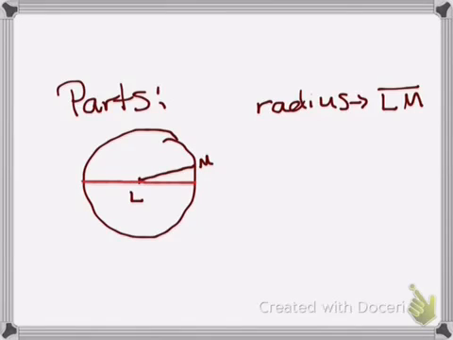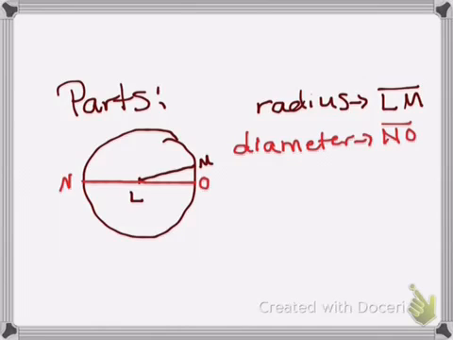Another part of the circle you need to know is the diameter. The diameter is a line segment that extends from one side of the circle to the other side of the circle, and it goes through the center. So in this case, we have a diameter called NO.